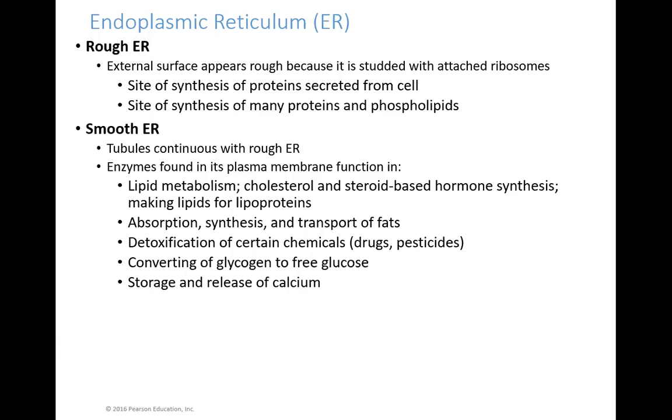What happens in the smooth ER? We make fats. We assemble fats in the smooth ER. We assemble cholesterol. We assemble steroid-based hormones in here, like the hormones that the adrenal cortex makes. Or the sex hormones are made in the smooth ER of the sex cells. We transport fats. We absorb fats in the smooth ER. We use the smooth ER as a detoxifier.